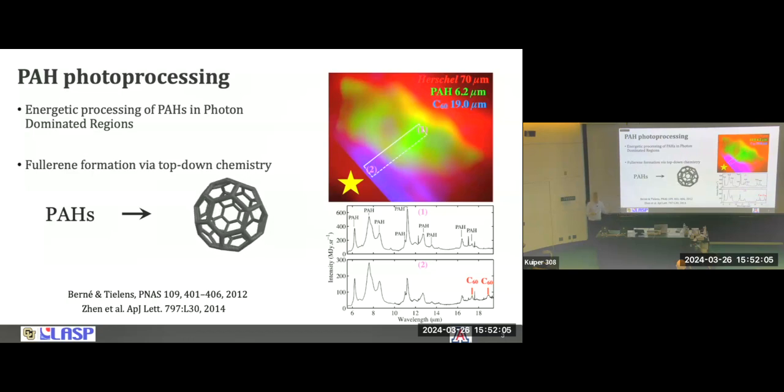So people then started to think that, well, you get closer and closer to the star, and it seems like these aromatic molecules get photoconverted into C60. So you can ask yourself the question, by what sort of mechanism is that then happening?